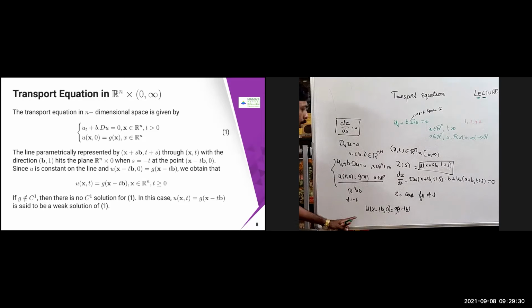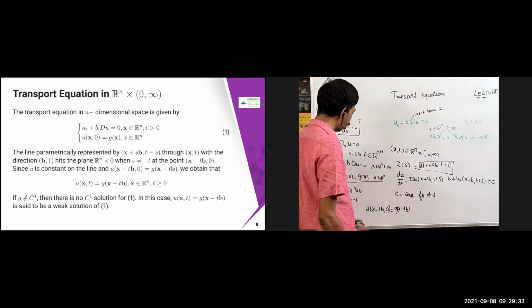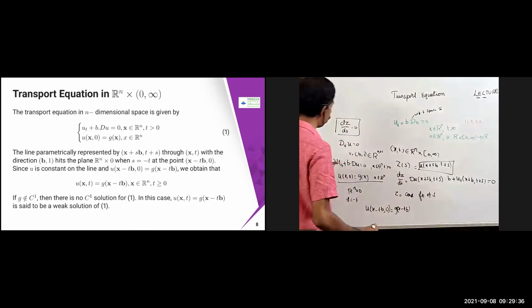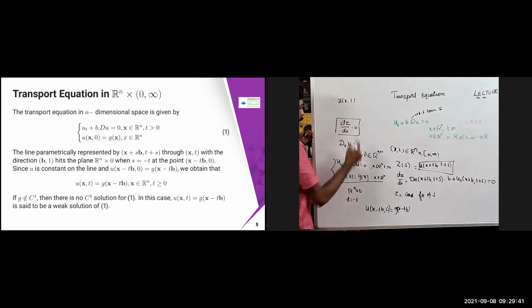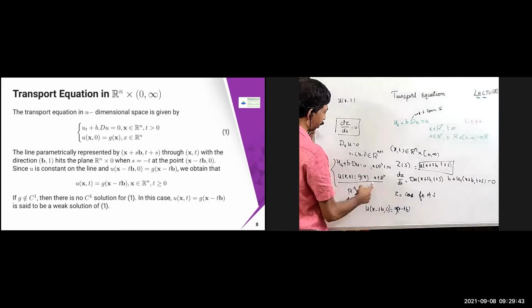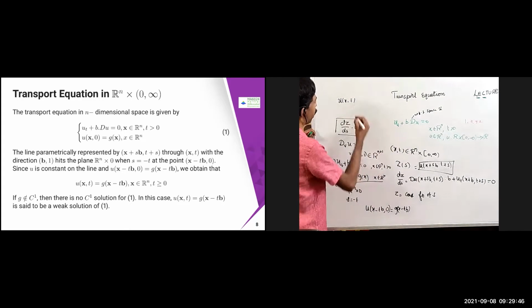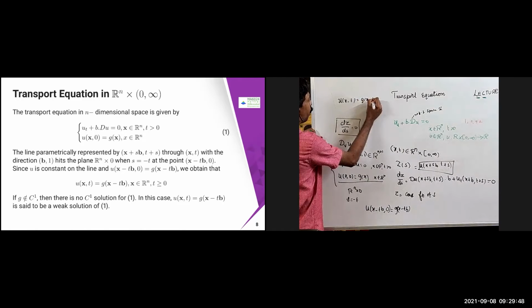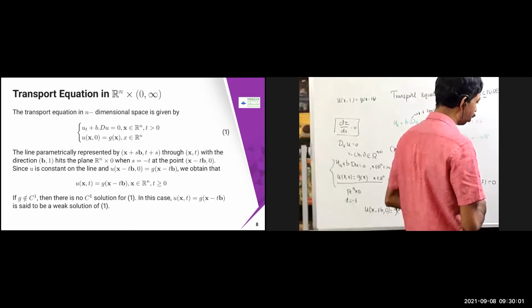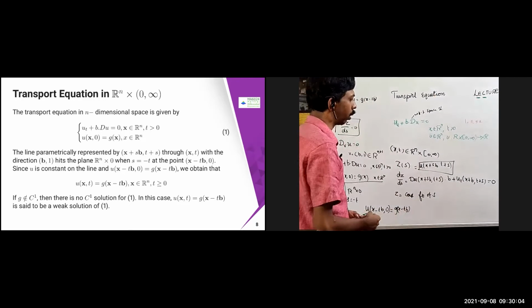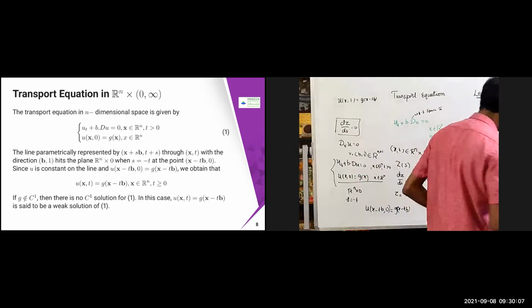Therefore, u of x comma t is also going to become g of x minus tb, where x belongs to R^n and t is greater than or equal to 0. That's what we get in this problem, and that's what we did in the last one also. So u of x comma t is this one, almost the same thing we discussed in the last one.